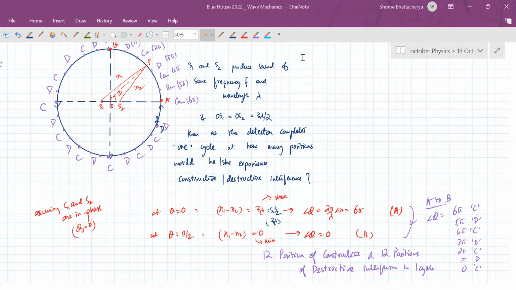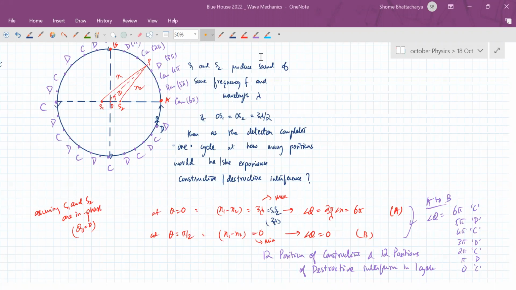Yeah, so that's what I said. If the initial phase is not 0, then the location of these constructive and destructive interference points will be different, Jagannath. But the number of points will again be the same, because the range of the phase difference will again be between 0 and 6 pi. It's just that the phase difference will offset where the constructive and destructive interference positions are. We're taking it as 0 only for easing the calculations.